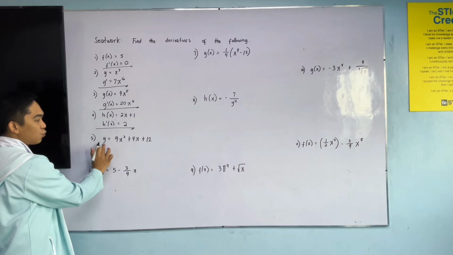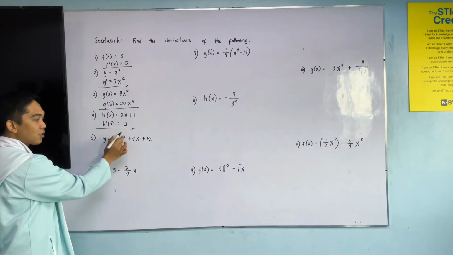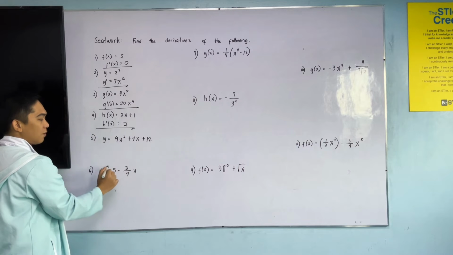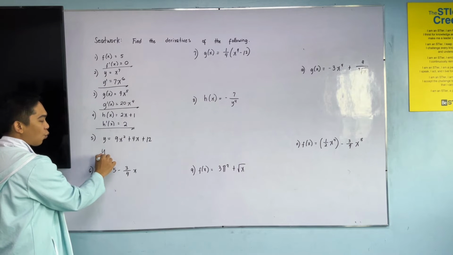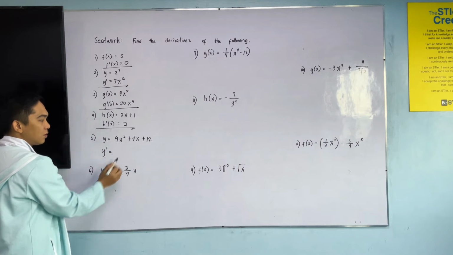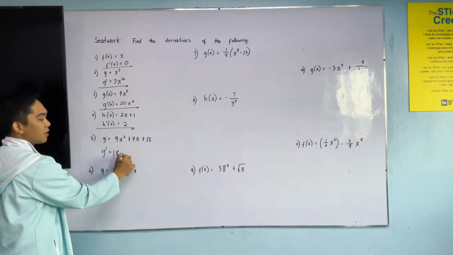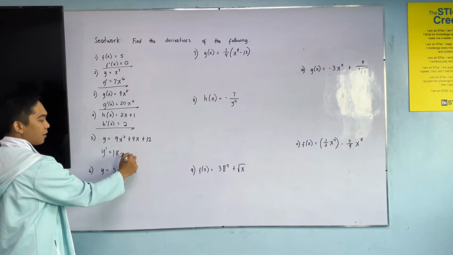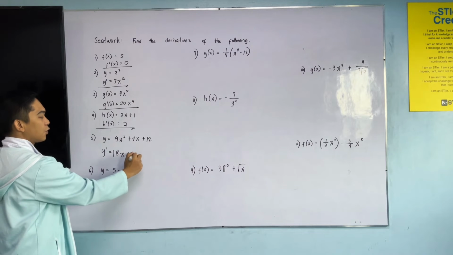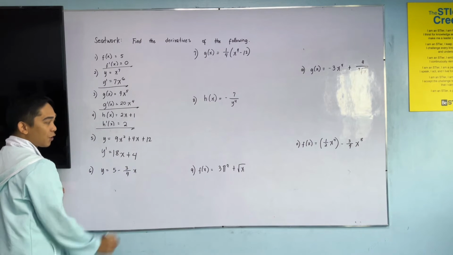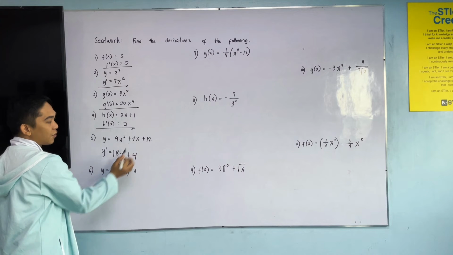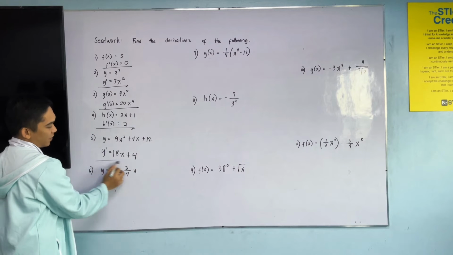Number 5, y is equal to 9x squared plus 4x plus 12. So y prime is equal to 9 times 2, 18x plus 4. Bakit 4? Kasi 1 times 4 is 4. Alright?